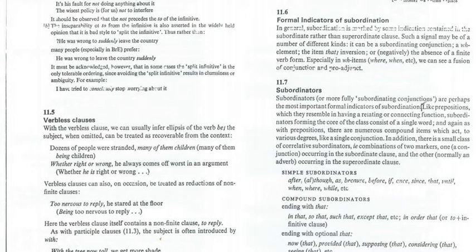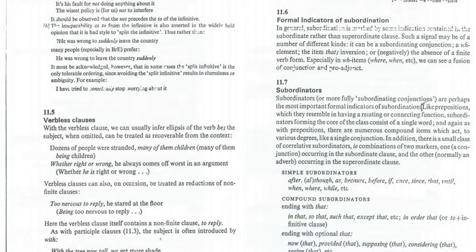So it becomes: being too nervous to reply. I transformed too nervous, which is a verbless clause, into being too nervous, which is a non-finite clause. Here the verbless clause itself contains a non-finite clause: too nervous to reply is a verbless clause containing the non-finite clause to reply. So we have a subordinate clause containing another subordinate clause.